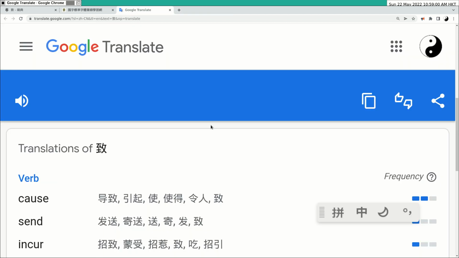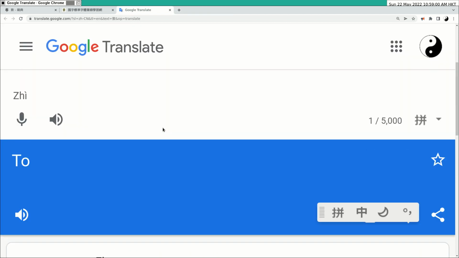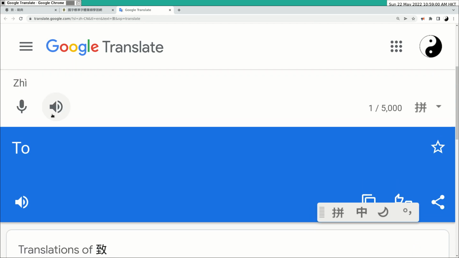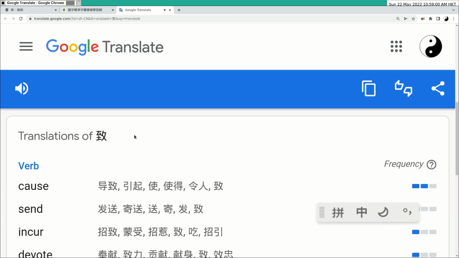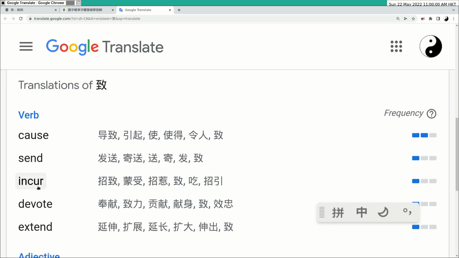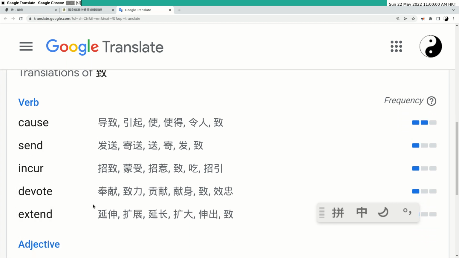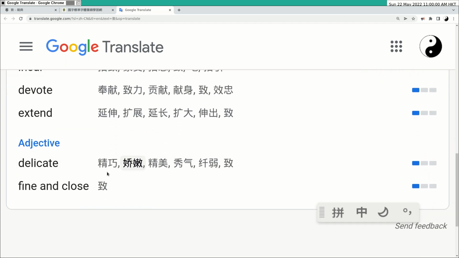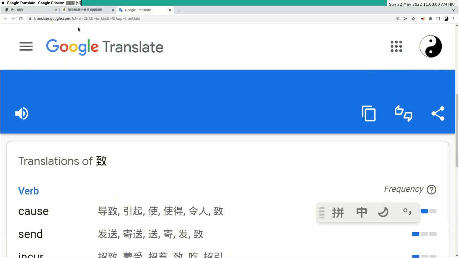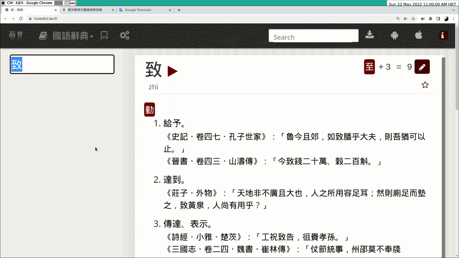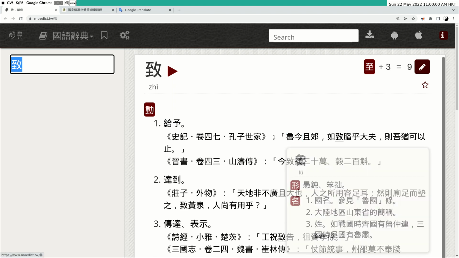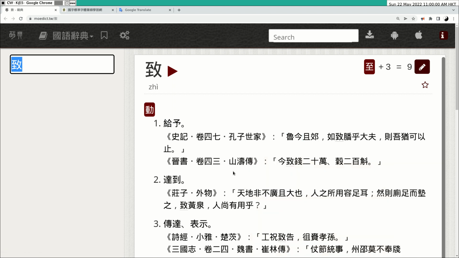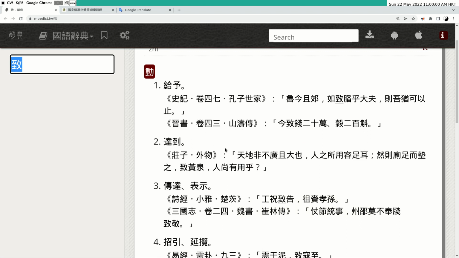And Google Translate has quite a number of translations for this character. It means tool. Also means crossing something, stand something, incur, devote, extend. All these are correct. An adjective, delicate, fine and close. But of course, the explanation in this dictionary is more correct, with some origin from ancient articles about some Chinese classic 1,000 years ago explaining this character.